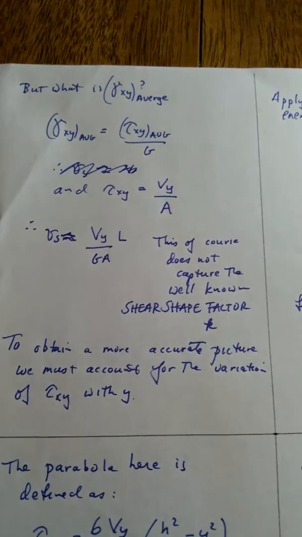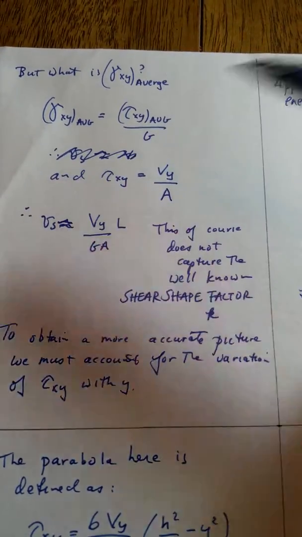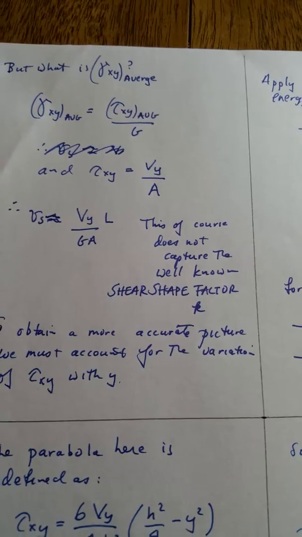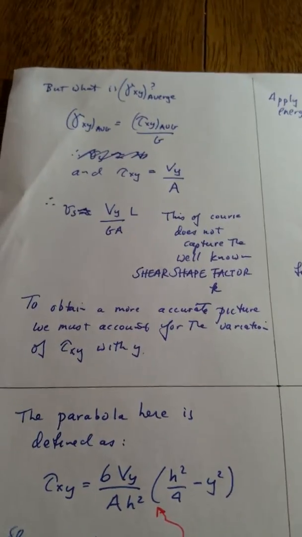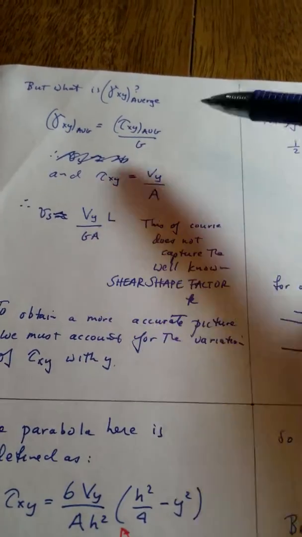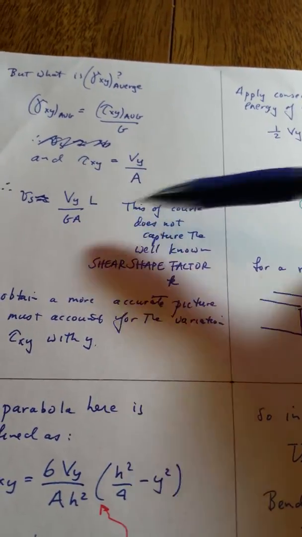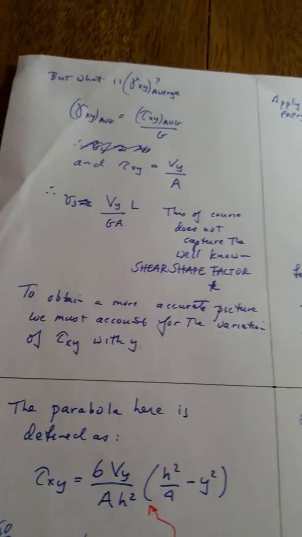But what is gamma average? Well, gamma is tau over G, or tau is equal to G times gamma. And tau, in the most direct sense for a cantilever like this, is just V divided by the area that it's acting on, the cross-sectional area of that beam. So we have V of S is approximately V over A, the whole thing divided by G, times L. And this, of course, does not capture this well-known shape factor.